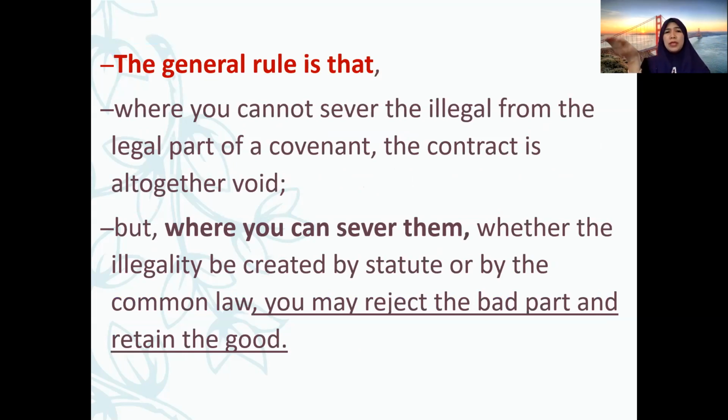So it depends whether you can sever or not. If you cannot, then the contract is void. If it is possible to sever, then the party may reject the bad part and retain the good part. May reject the illegal part and then retain and enforce the legal part, the valid part.